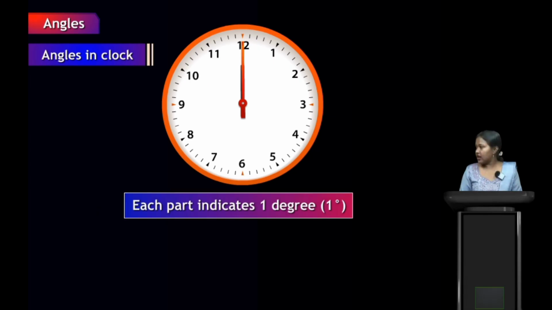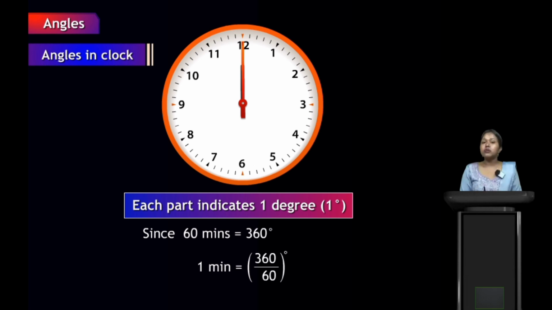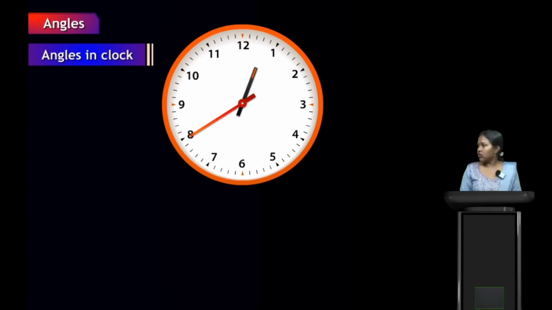Okay, each part indicates 1 degree. We are saying each part is 1 degree. Okay, that means since here there are 60 minutes, in total how many minutes do you have to travel? A total of 60 minutes. So 60 minutes means how much in degrees? 60 minutes is 360 degrees. That means in 1 minute how much rotation is there? So how will you do it? By the unitary method, we all know you have to divide by 60. So what answer are you getting? For 1 minute, the rotation will be 6 degrees.